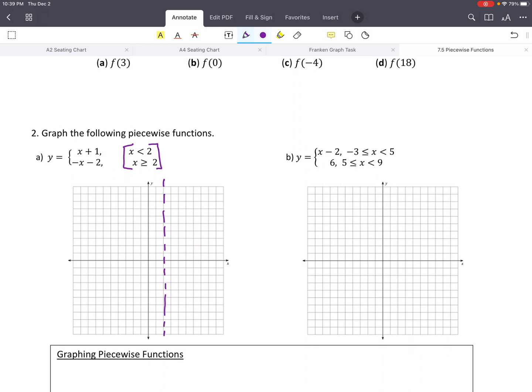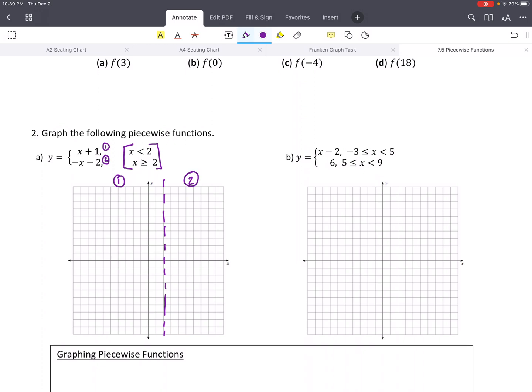Okay, so here's how I think about graphing them. Now that I know conceptually what's happening, I see that x plus 1 is happening on the left side. I'm actually going to call this just section 1 and section 2. Section 1, section 2. And x less than 2 for that first section would be everything over here. Section 2 is over on the right. I'm labeling them just for our purposes here.